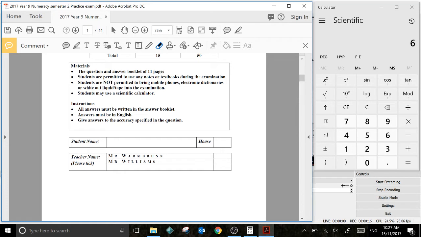So I am going to put my name, Mr. Williams, and my house is my home.